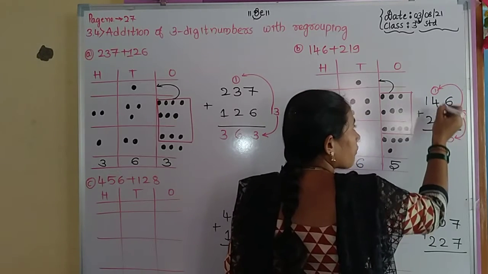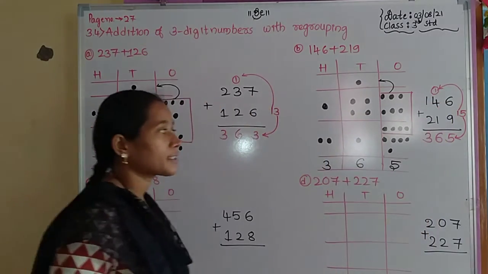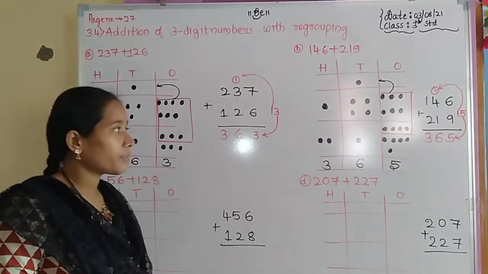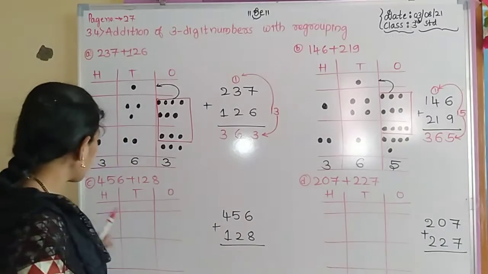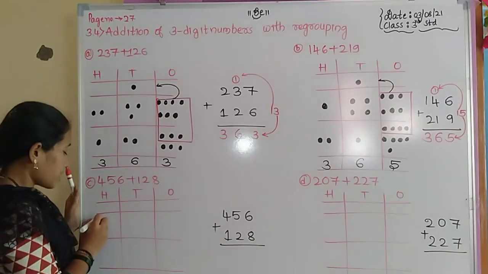4 plus 1 is equal to 5. 5 plus 1 is equal to 6. 1 plus 2 is equal to 3. 365 is the what? The sum for the given addition operation. The next one. See, 456 is the what? First addend.